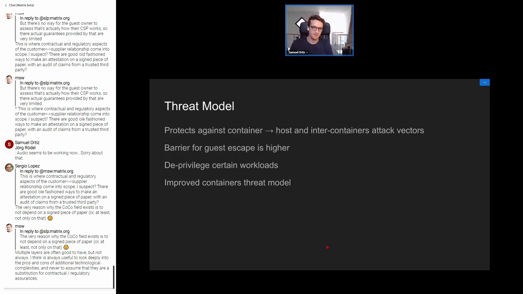And the threat model it's basically trying to implement is to protect against container-to-host and inter-container attack vectors. That's the same model that regular runc-based, process-based, bare metal containers are building. It's just that it improves the model by adding an additional security layer. So with something like Kata Containers, the barrier for escaping from the guest, from the container, from the pod, is higher.